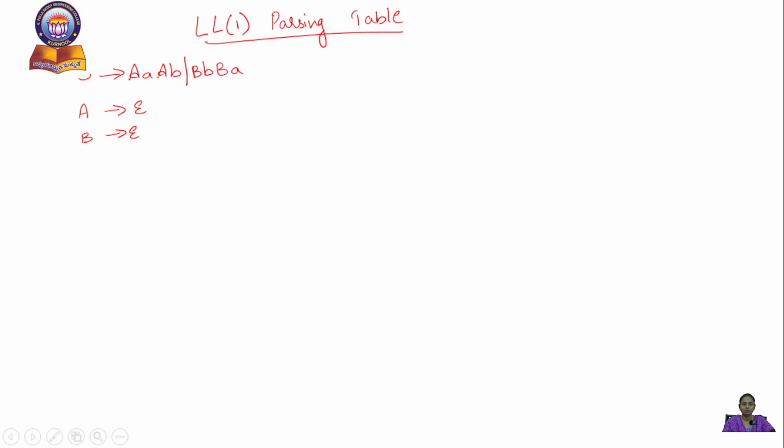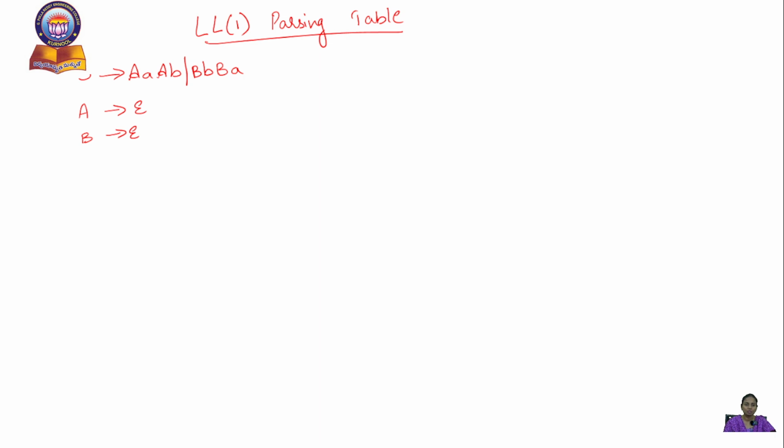Hello everyone. In this session, I'm giving one more example for the construction of the LL1 parsing table. So consider a grammar. Here I have taken the three productions. S is deriving two productions, A is deriving epsilon, and B is deriving epsilon.